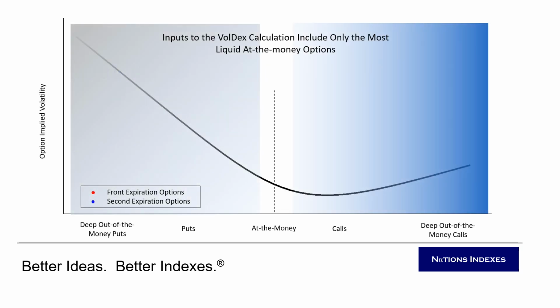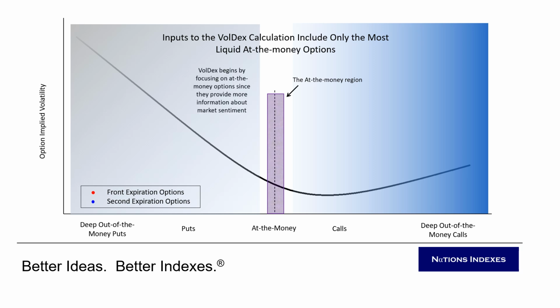As you can see here, VolDex targets a very specific portion of the option skew. The skew is the complete range of all strike prices listed. But VolDex focuses on just the at-the-money portion of the skew. That makes VolDex more usable and its results more meaningful. You can see a representation of the strike prices we use in calculating VolDex. Notice they are the first in-the-money and first out-of-the-money strike prices listed.